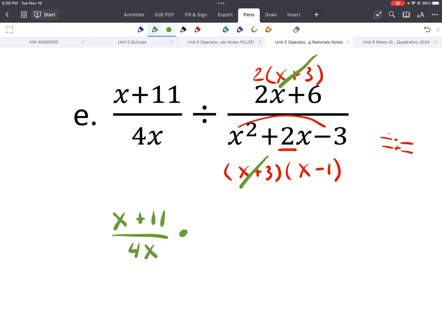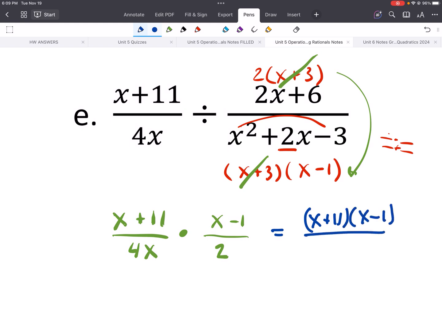So keep, change, and we're flipping that, so we'll end up getting x minus 1 on top and 2 on the bottom. And then, again, if you hadn't canceled this, we would still have x plus 3 and x plus 3, and we could have canceled those later. Okay? All right, so now we just want to multiply across: x plus 11 and x minus 1 over 8x.